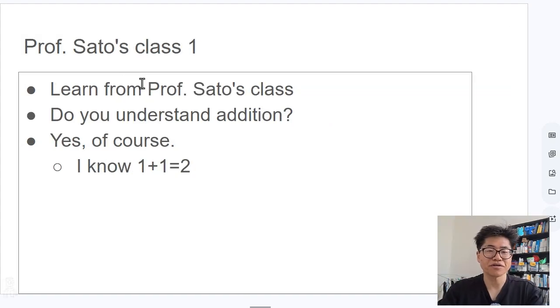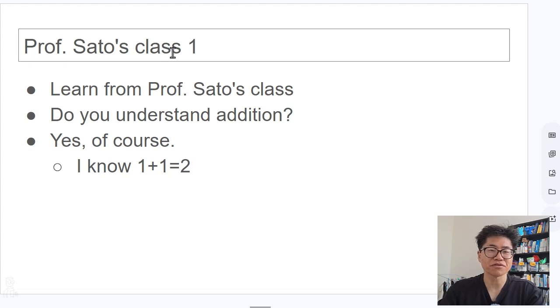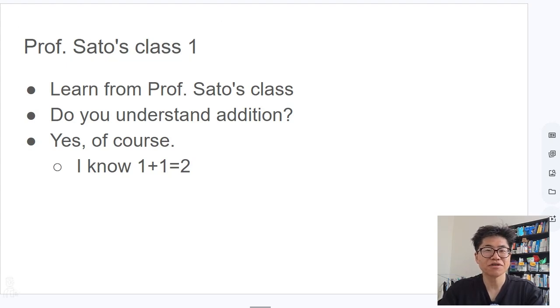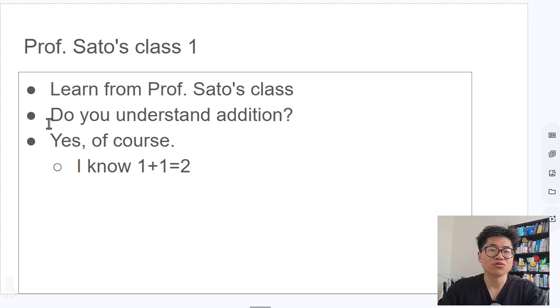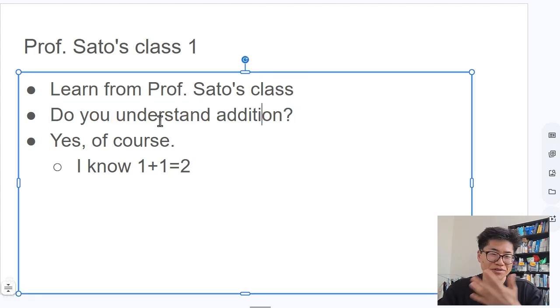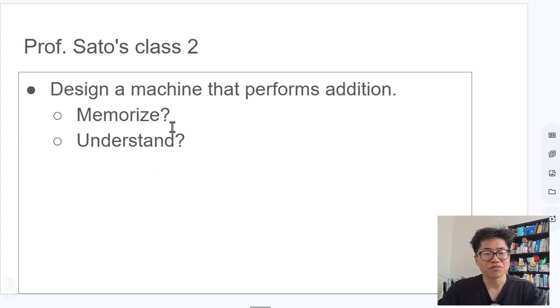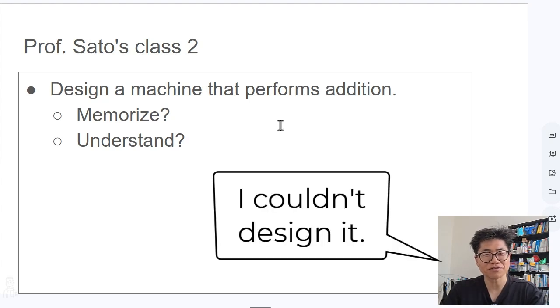I learned that making is a way of understanding at my university. In a computer science class, the professor asked us, "Do you understand addition?" We answered, "Yes, of course, I know 1 plus 1 is equal to 2." And then the professor said, "Okay, if you understand addition, can you design a machine that performs addition?" At that moment, I realized that I did not deeply understand addition. From that day, I asked myself, do I just memorize it, or do I really understand?